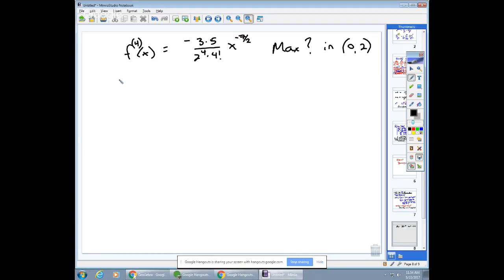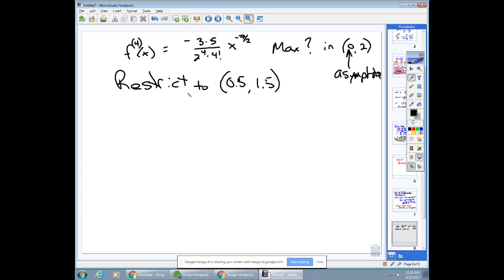So we can here restrict the interval, and we have to do that because 0 is a problem. There's an asymptote. So 0.5 to 1.5, right? We're still centering it at 1. Usually we want to stay with the same center. And in that interval, we found that the fourth derivative is less than or equal to 0.45. That gives us enough wiggle room.